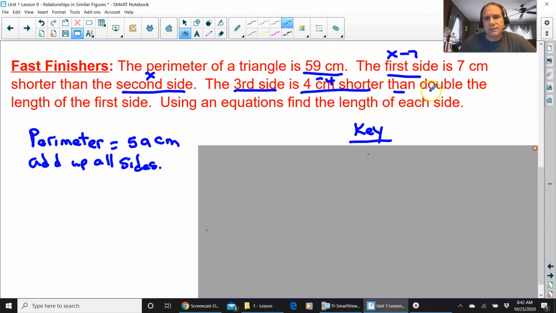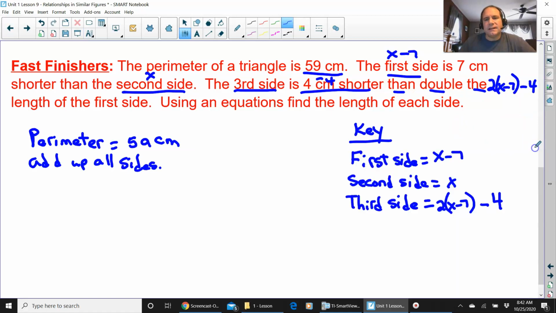4 centimeters shorter than double the length of the first side. So how do we put double the length of the first side? The first side is X minus 7. Double that is 2 times X minus 7. And then 4 shorter than that is minus 4.